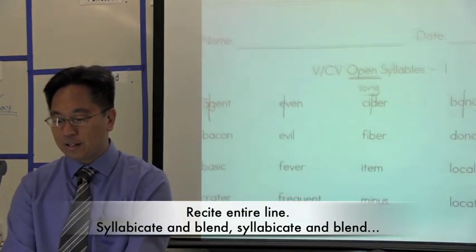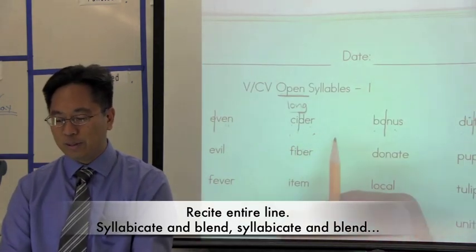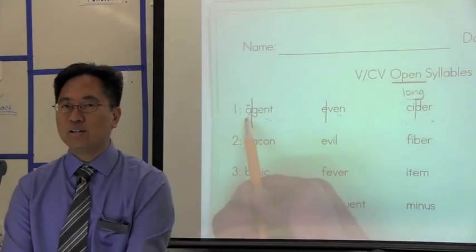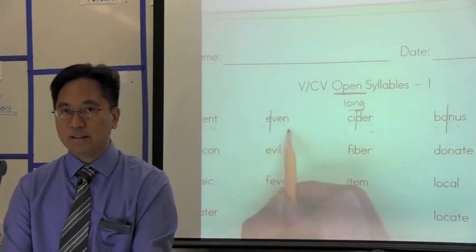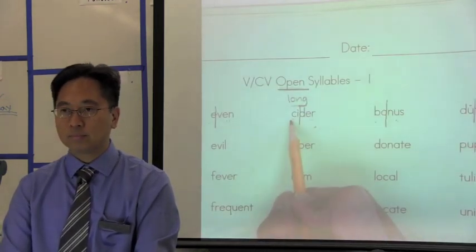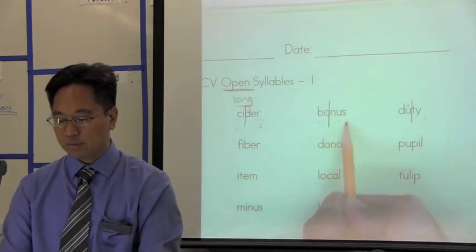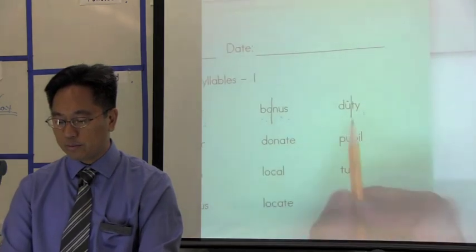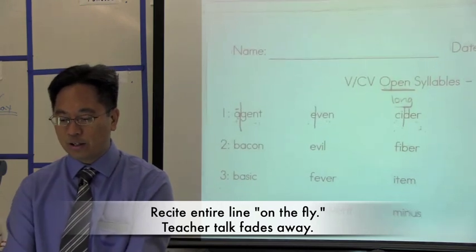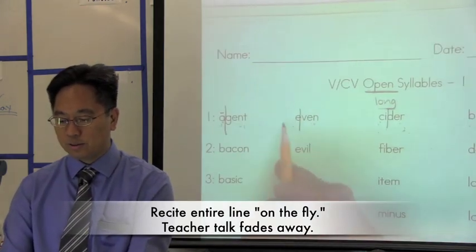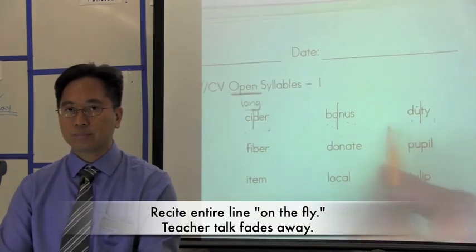Let's go back to the beginning. Syllabicate and blend. Ready? Go. Agent. Blend. Agent. Good job. Even. Good job. Cider. Good. Bonus. Perfect. Last one. Duty. Good job. On the fly. Line 1. Ready? Go. Agent. Even. Cider. Bonus. Duty. Excellent.